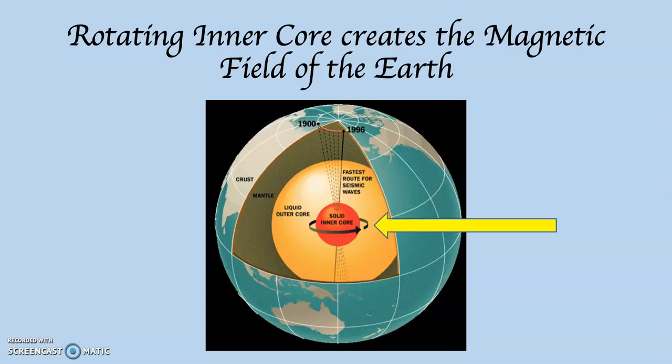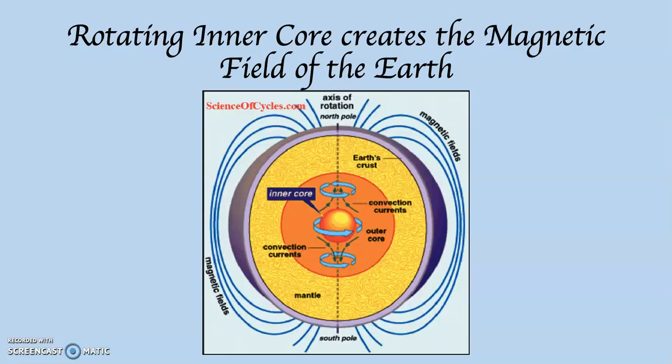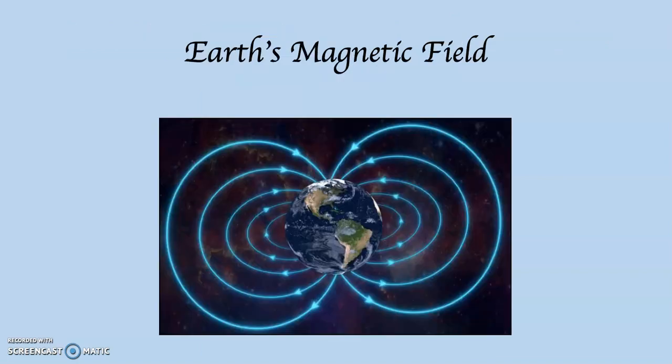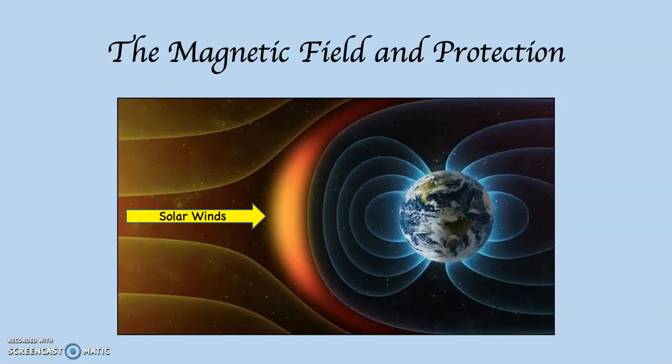There you can see with the yellow arrow that rotating inner core, the solid inner core that rotates in this very fluid liquid outer core. Again, you could see with this diagram that rotating inner core and the convective currents, and then the magnetic field that's formed around our planet, like this. Why is that magnetic field important? It's not just for a compass if you're moving around on the planet. It's because our magnetic field protects us from solar winds.